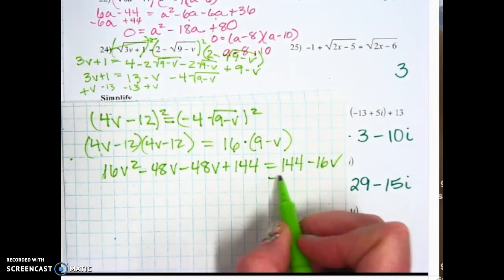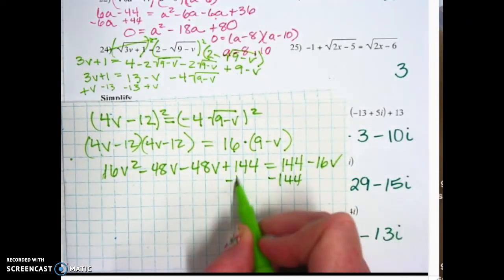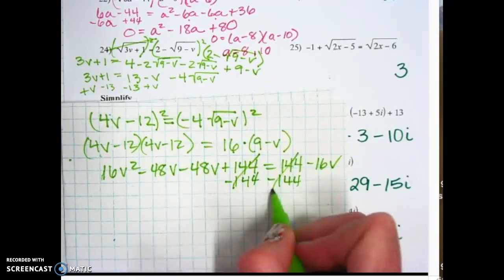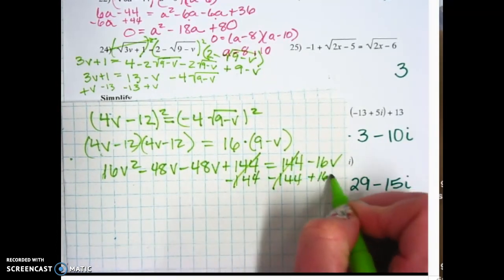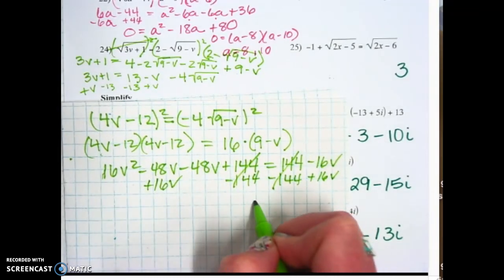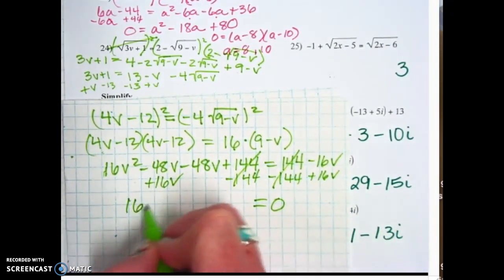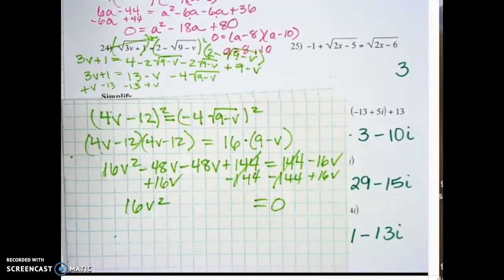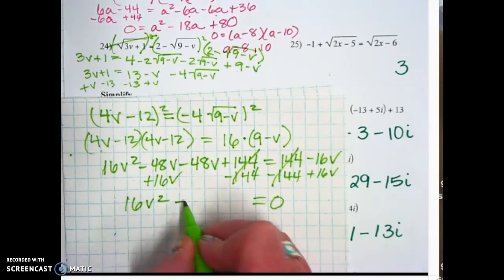Okay, so if we subtract 144 from both sides, those are gone. And we add 16v to both sides, so plus 16v. That's going to set us equal to 0. So we'll have 16v squared, and then what is negative 48 plus negative 48 plus 16? That is negative 80.